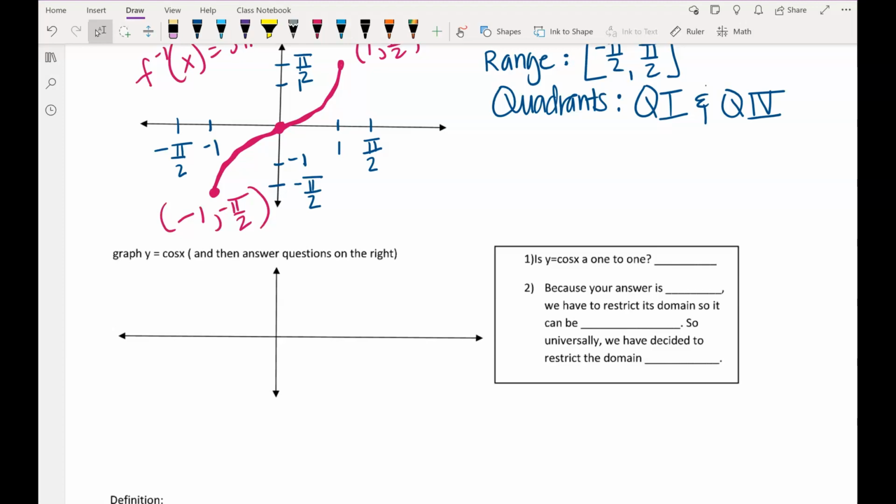On the inverse function of sine, y'all, do not put arrows, okay? Because remember, it can only be from negative π/2 to π/2 and stop. It doesn't go on forever.